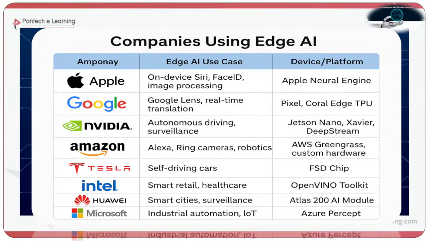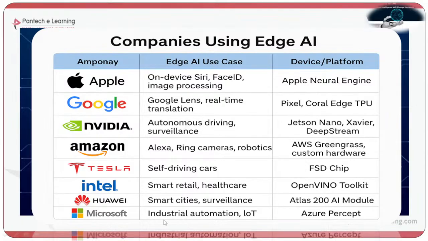Coming to the next one, Intel. Smart retail applications or healthcare sector applications. I will show you a picture regarding that because I have taken it from that particular area. For that they are using the OpenVINO toolkit, which is nothing but they are using mostly YOLO-based requirements. Next, Huawei. Previously they had mobiles also, but it's not available these days. You can take it for smart cities and surveillance applications, smart homes or smart cities. There you have to identify all those things and give instant results, then you can use the Atlas 200 AI module.